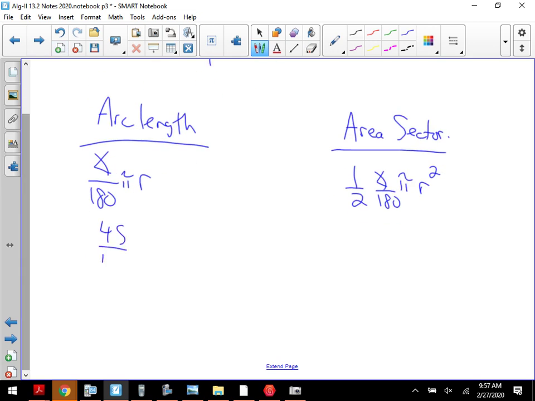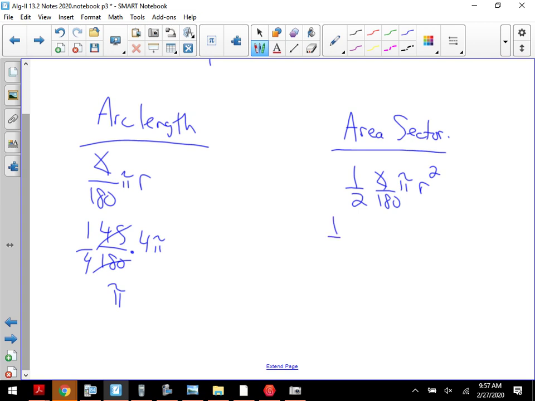45 over 180 times 4 times pi. If I double 45, what do I get? 90. If I double that, what do I get? 180. So 45 is 1/4 of 180. Again, you wind up being able to simplify things through. You get 1/4. What's 1/4 of 4? 1. So your arc length is pi. Yep, that's your answer.